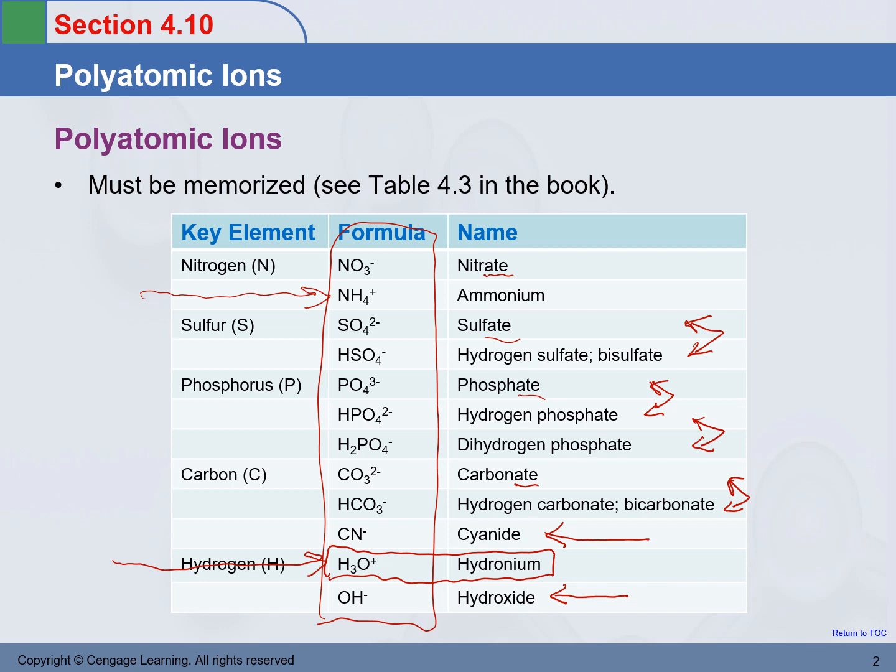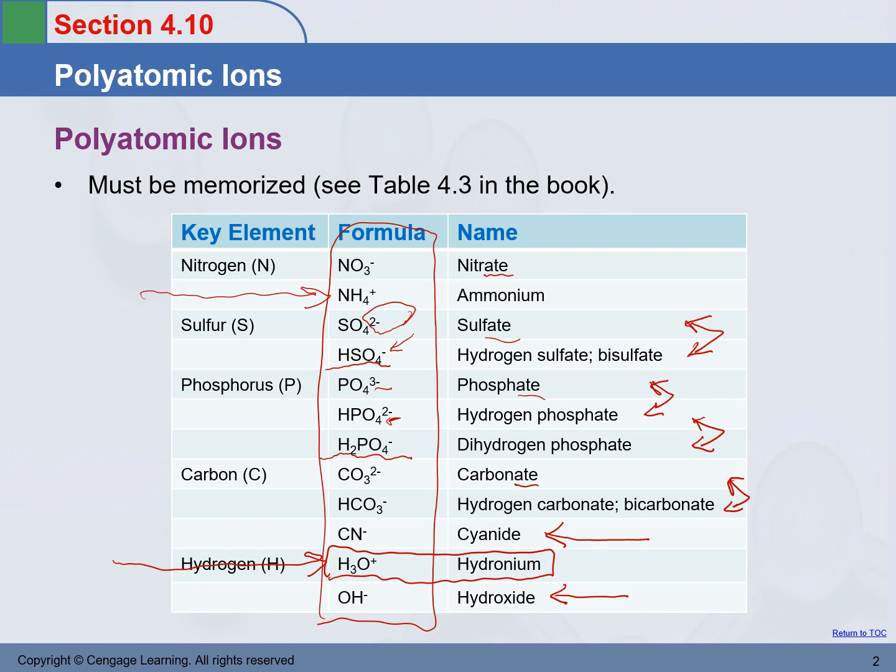And the one that has an extra hydrogen, that ion in the pair, always carries one less negative charge. So sulfate, the charge is 2 negative. Hydrogen sulfate is 1 negative. Phosphate 3 negative, hydrogen phosphate 2 negative. Hydrogen phosphate 2 negative, dihydrogen phosphate 1 negative. So the one with one extra hydrogen always carries one less negative charge.